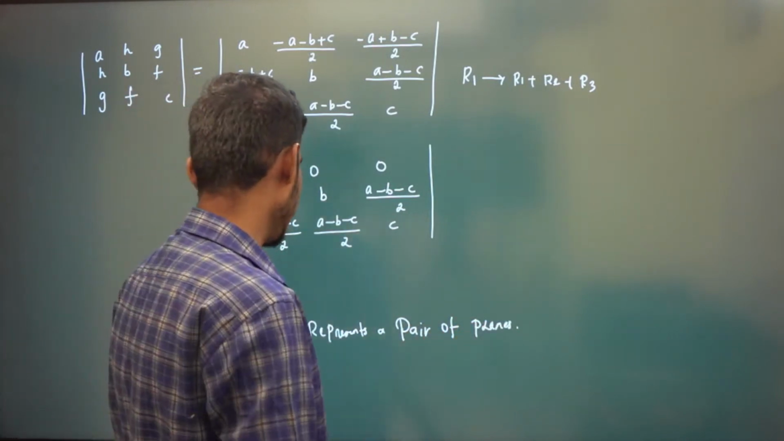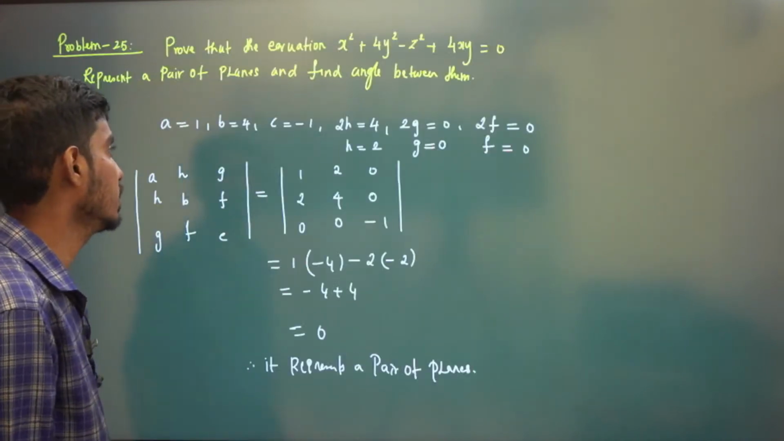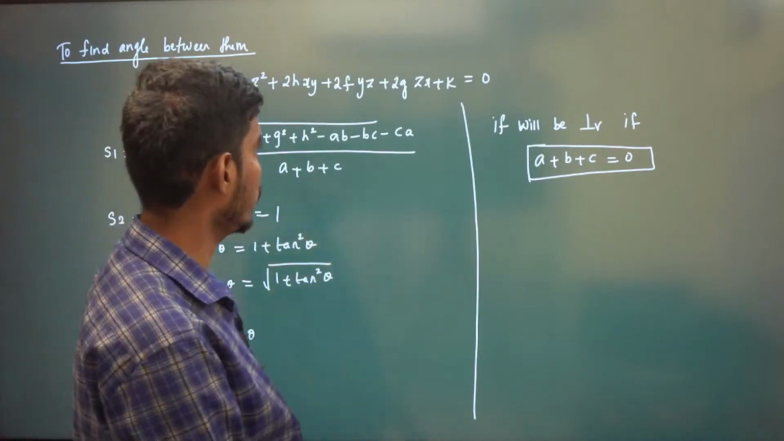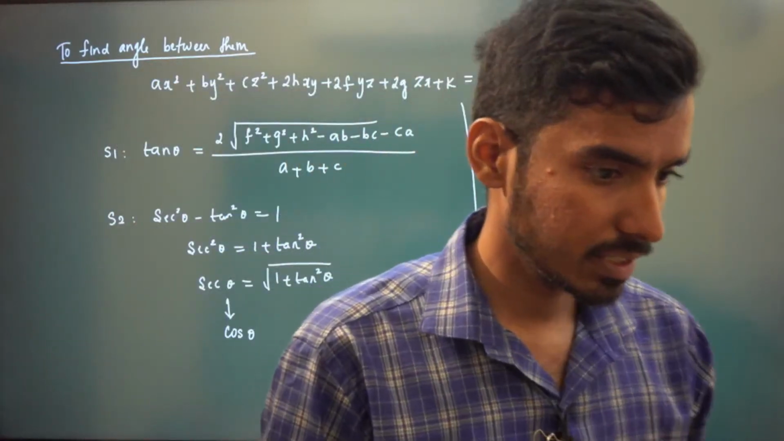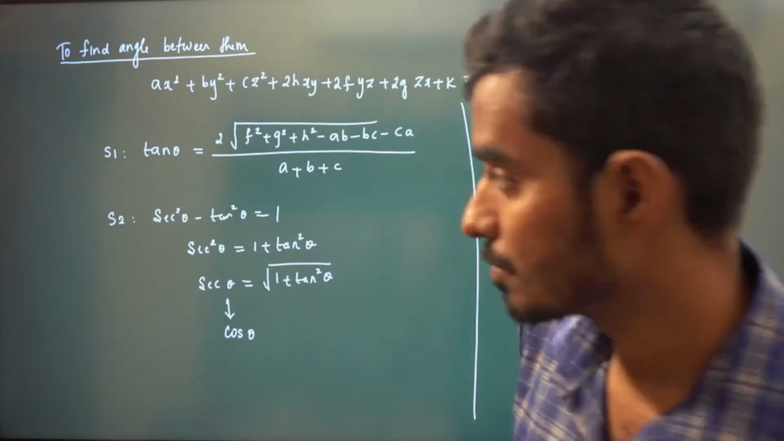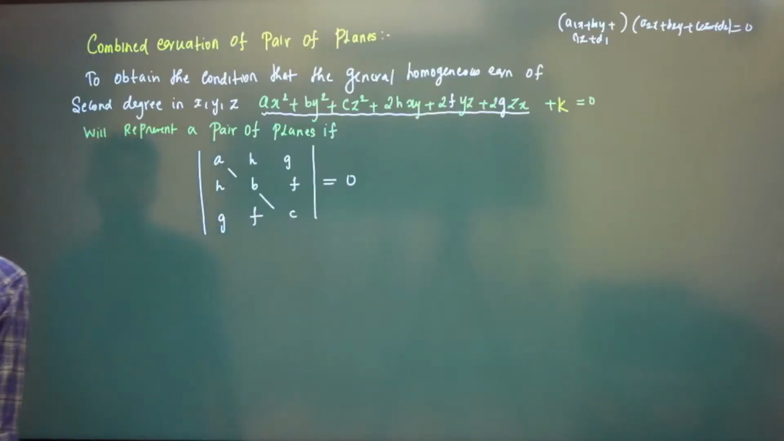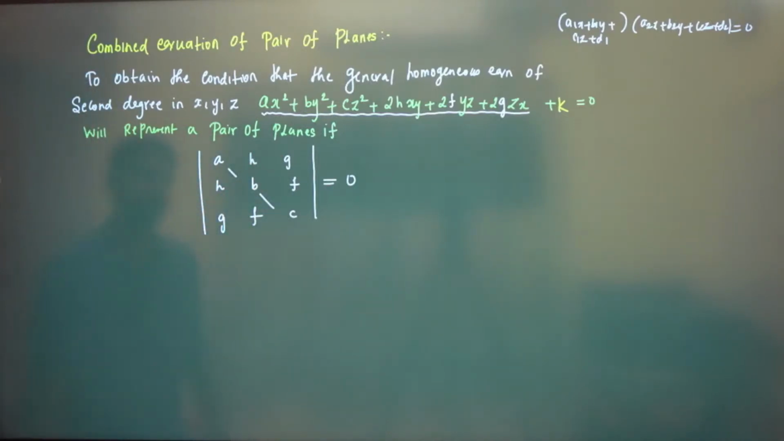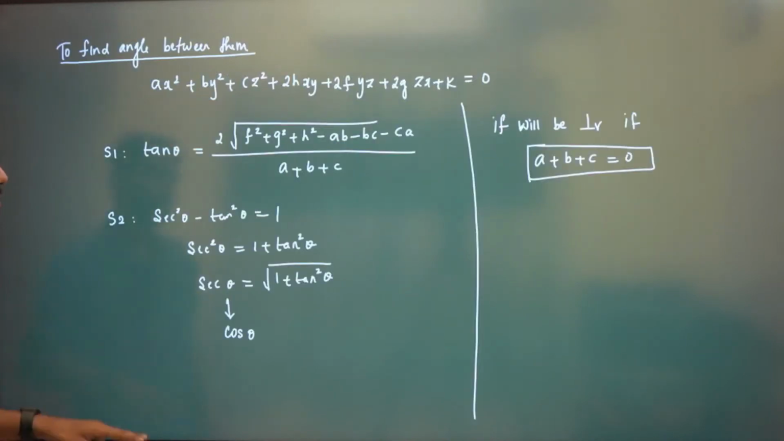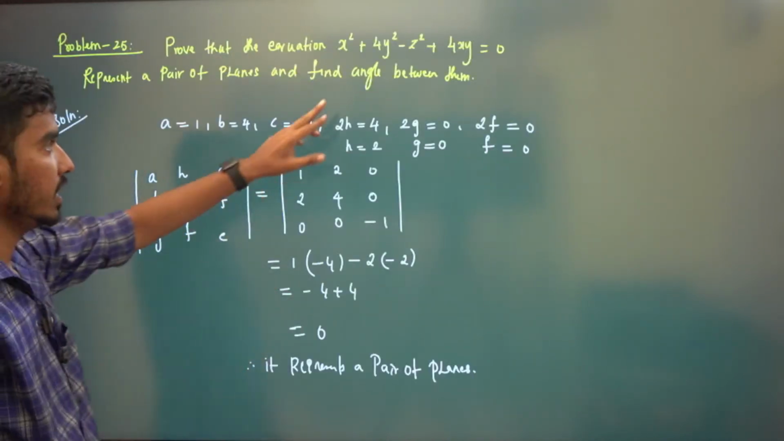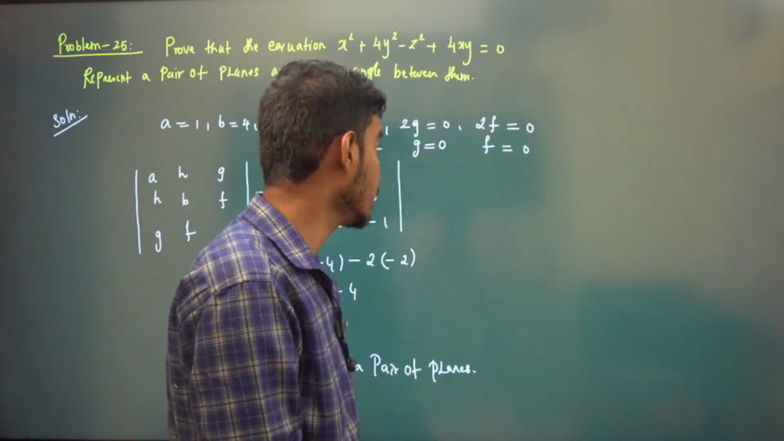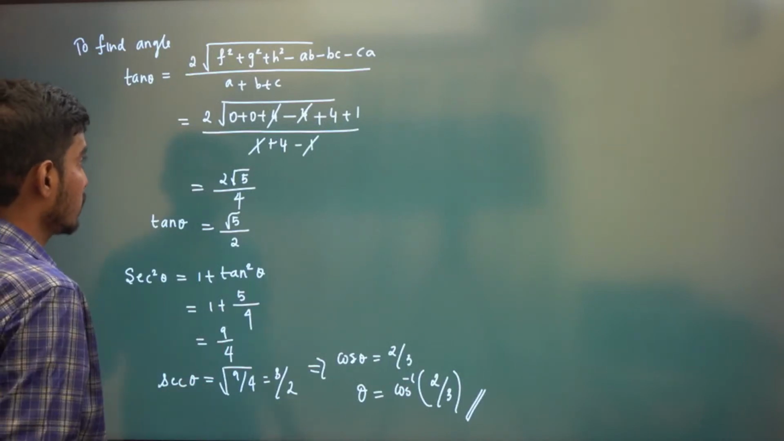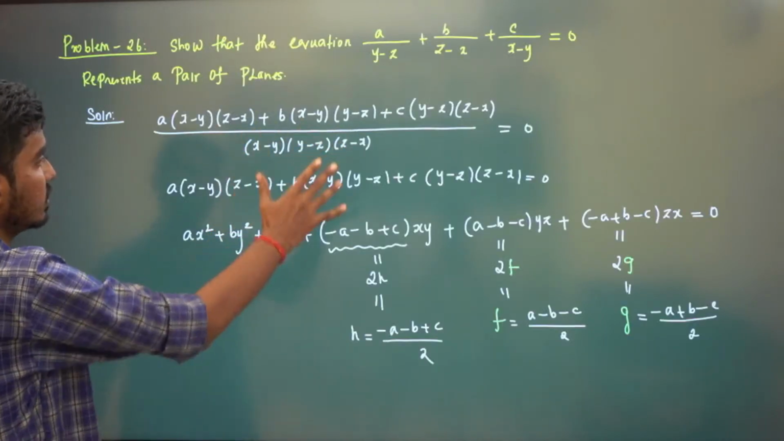Very easy. Only thing is you just remember this equation: ax² + by² + cz² + 2hxy + 2fyz + 2gzx. If you want to show it represents a pair of planes, you just show that the determinant of a, b, c; h, h, g; g, f, f is 0. And if you want to find the angle between them, use this. I have given you an example of how to find it. So here 2h, 2g and 2f are given. So you know all these values, substitute here, and to find the angle between them, use this formula. And similarly, this represents a pair of planes.